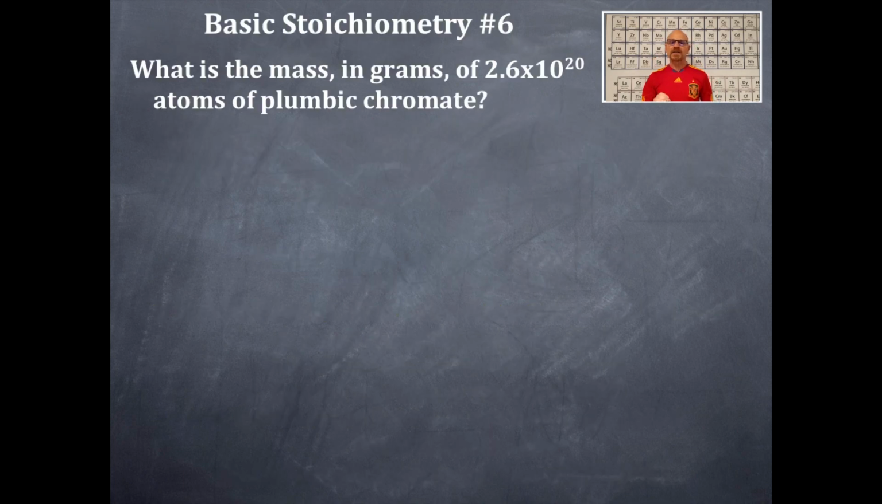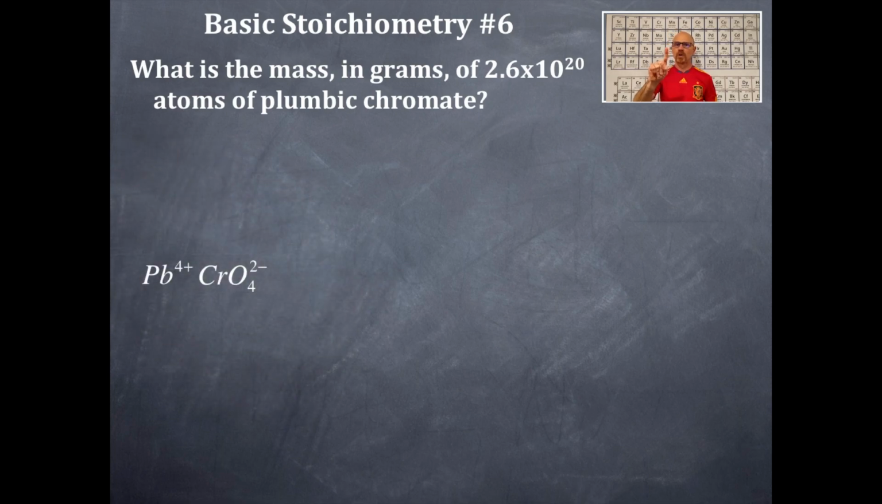Okay, what is the mass in grams of 2.6 times 10 to the 20 atoms of plumbic chromate? So the first thing that we need to do is get the correct formula for plumbic chromate. Plumbic is lead, and that's a 4+ charge. Chromate is CrO4 with a 2-. And there's both of those right there.